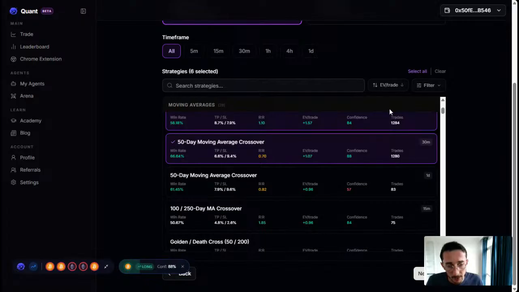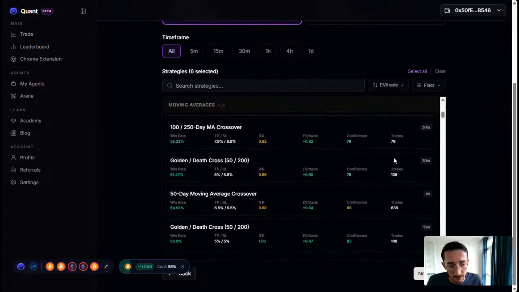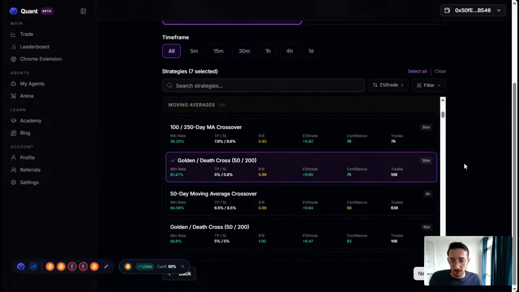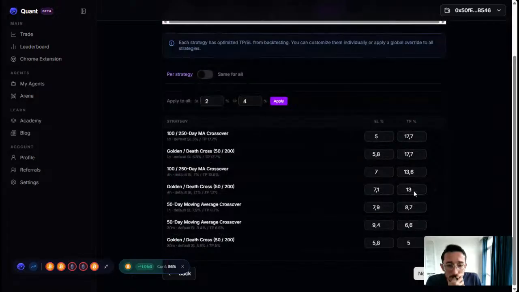This one has a few more trades, so there might be more trades more often. Maybe this one. So I'm doing something very, very quick, right? I'm taking all the strategies in my bot. Here I have all the strategies with the optimized stop loss and take profit. I trust the platform because I built it, and I know that it's the best setup to ensure I have a good EV per trade.